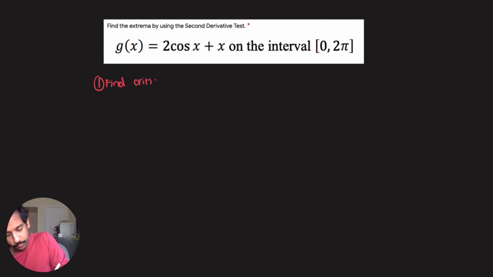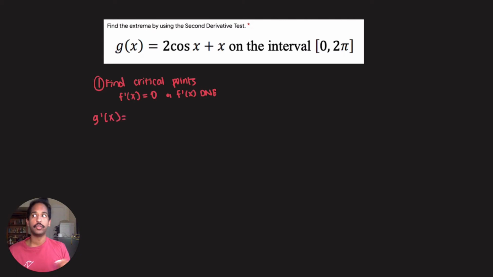And how do we find critical points? Well, we find when the first derivative equals 0, f prime of x equals 0, or f prime of x does not exist. In this case, this is g, so let's use g from now on. G prime of x equals the derivative of 2 cosine x, which is negative 2 sine x, because cosine's derivative is negative sine. Negative 2 sine x plus the derivative of x is 1, so plus 1.